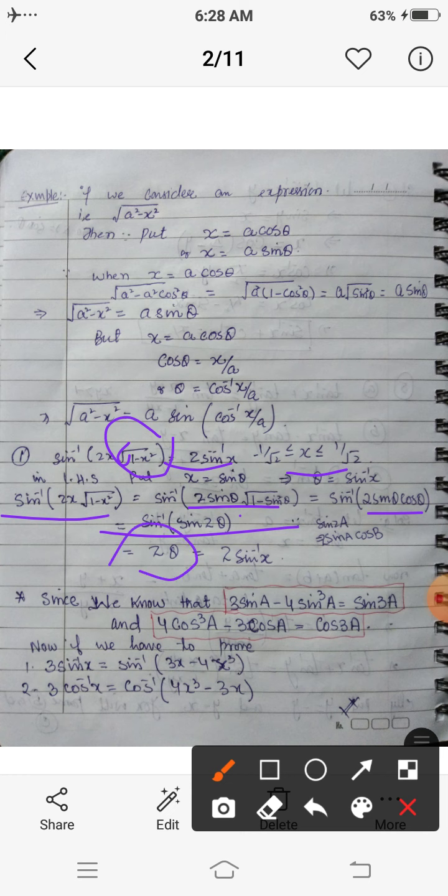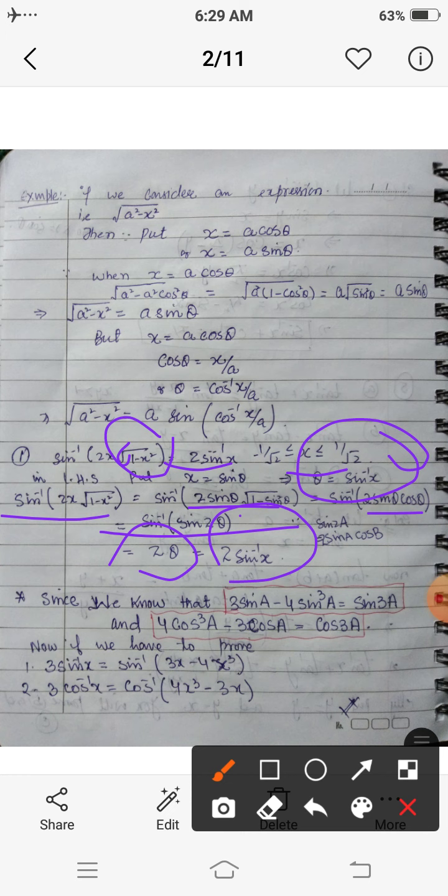Now theta is sine inverse x. This is the new variable, and we have to replace it by the main or initial variable. It is simply twice sine inverse x. So substitution makes this simpler. By using the substitution, we can say that sine inverse of 2x root 1 minus x square is simply twice sine inverse x.